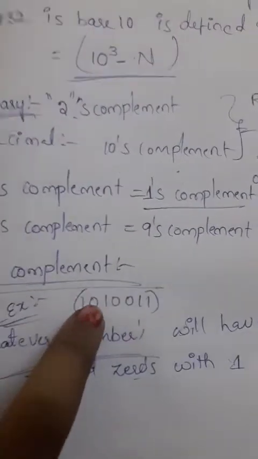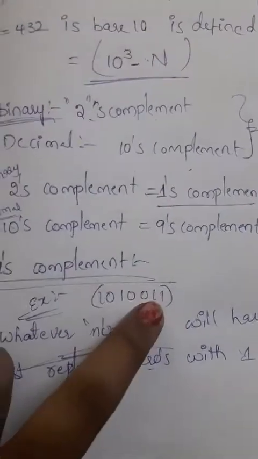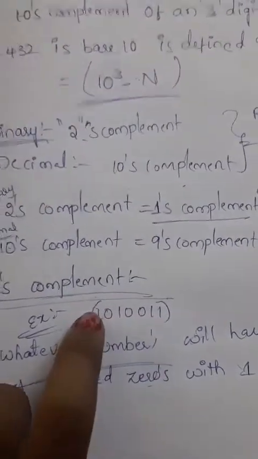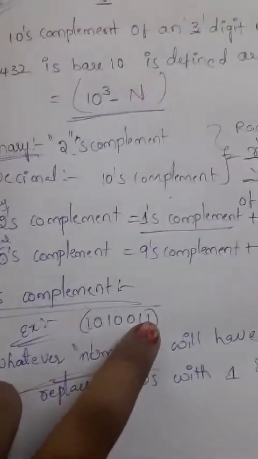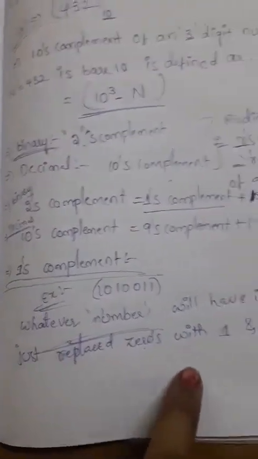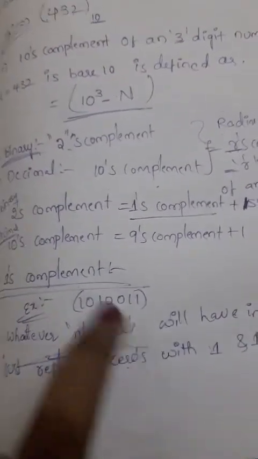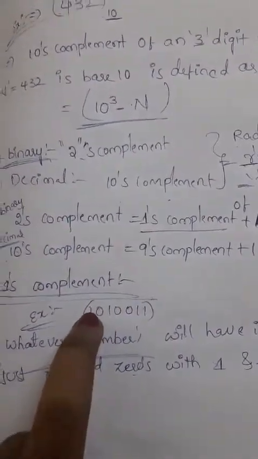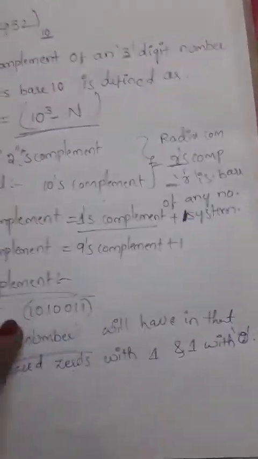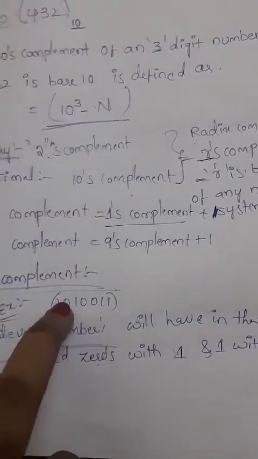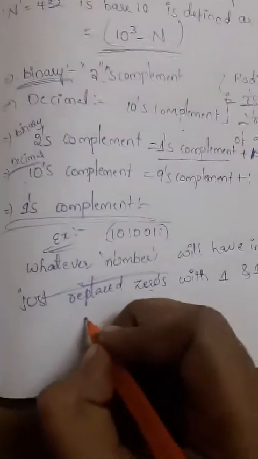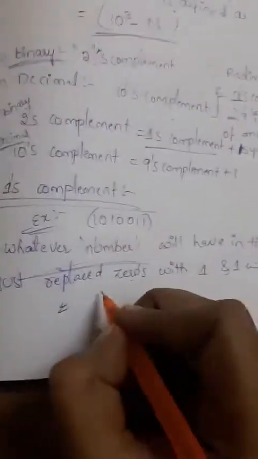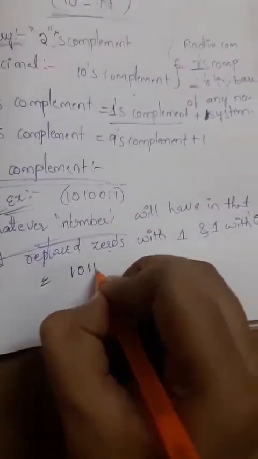Whatever binary number you have, it has only zeros and ones. So just observe here: 1 0 1 0 0 1 1, right? What is the meaning here? Just replace 0 with 1 and 1 with 0. The most significant bit is 1, so that 1 will be replaced with 0, and the next bit is 0, so that 0 will be replaced with 1. That is 1's complement. So I can rewrite the result here. The number is 1 0 1 0 0 1 1.